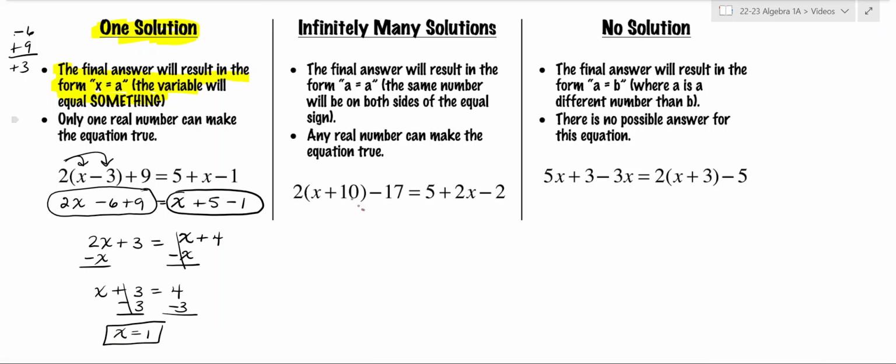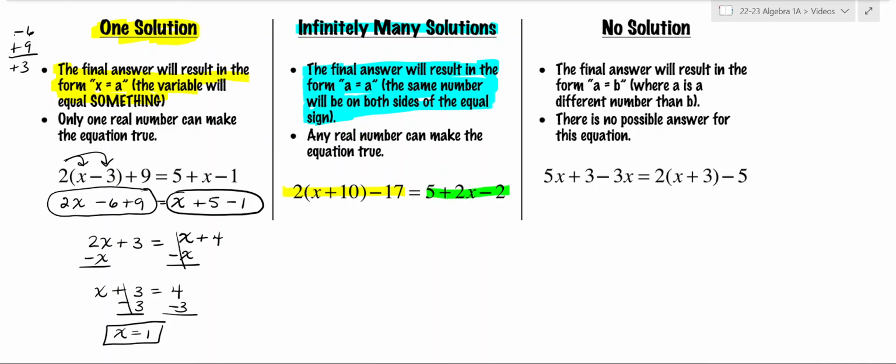Compared to infinite solutions. In infinite solutions, right after you move your variables, they're going to cancel out and you'll be left with an equality. Something equals the same thing. So that's how you know that you end up with infinite solutions. So let's take a look here. All right, the left-hand side is this one, right? The right-hand side is this one.